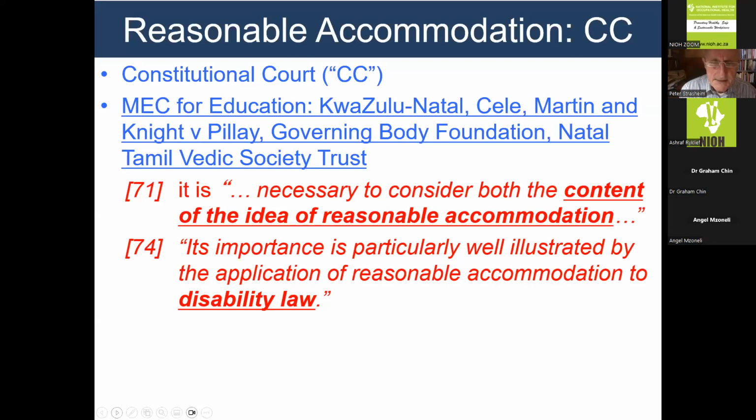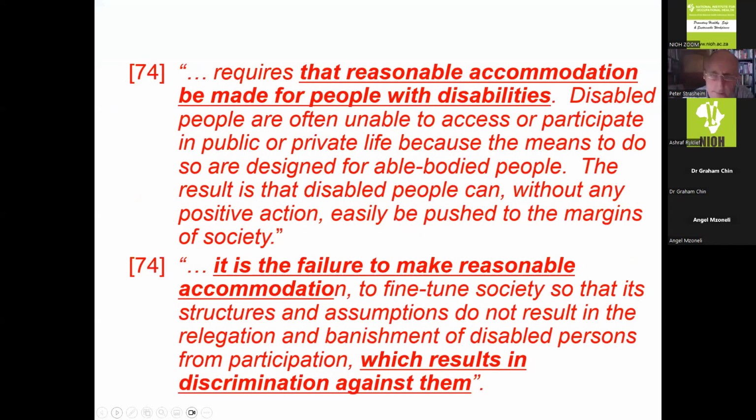Let's see what the courts have said about the right to reasonable accommodation. I'm just going to adjust this thing I'm working on here. Next slide expands upon this point even more. In the Constitutional Court, the highest court in the land, all other law must follow any one of its decisions. The Constitutional Court says it requires that reasonable accommodation be made for people with disabilities.